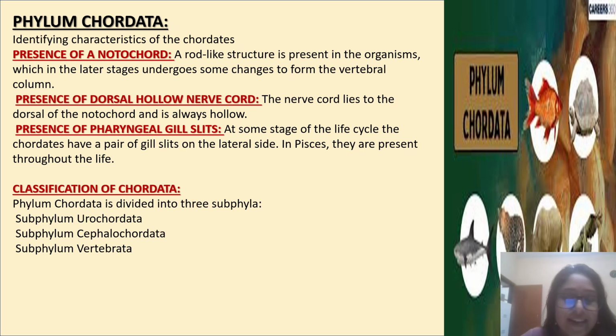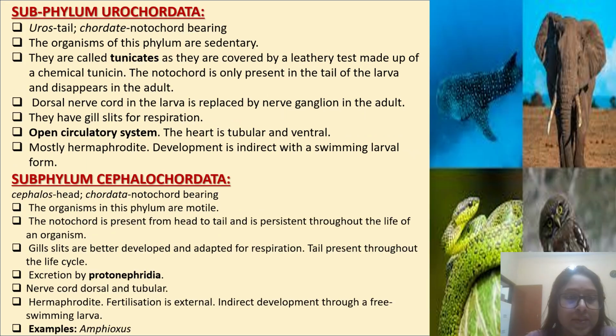Next, presence of pharyngeal gill slits. At some stage of the life cycle, the chordates have a pair of gill slits on the lateral side. In fishes, they are present throughout life. Next, classification of Chordata. Phylum Chordata is divided into three subphyla: subphylum Urochordata, subphylum Cephalochordata, and subphylum Vertebrata.